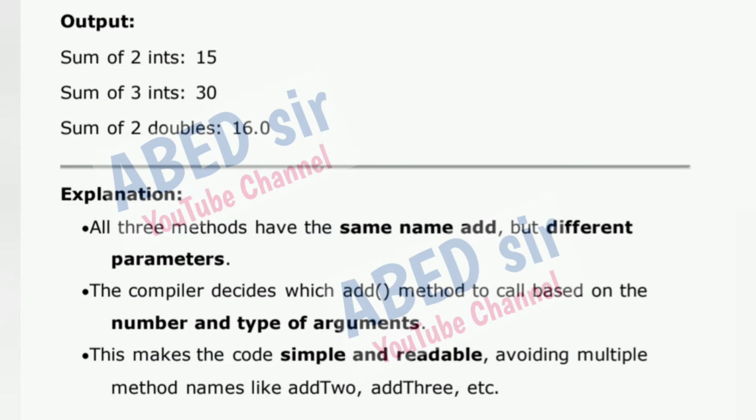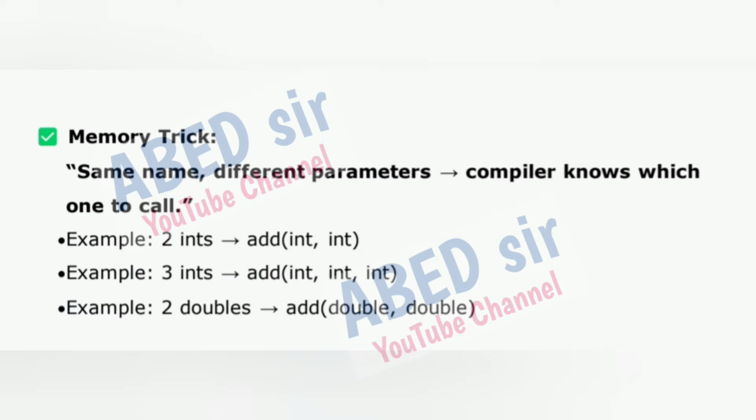Explanation. All three methods have the same name add but different parameters. The compiler decides which add method to call based on the number and type of arguments. This makes the code simple and readable, avoiding multiple method names like add2, add3, etc. Memory trick. Same name, different parameters. Compiler knows which one to call. Example, two ints: add(int, int). Three ints: add(int, int, int). Two doubles: add(double, double).